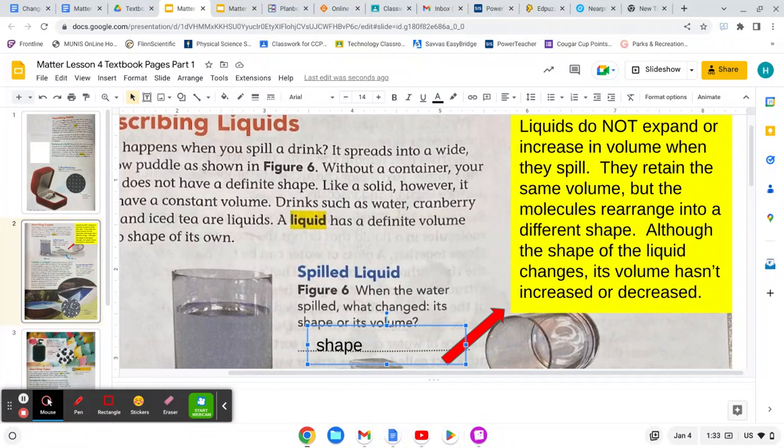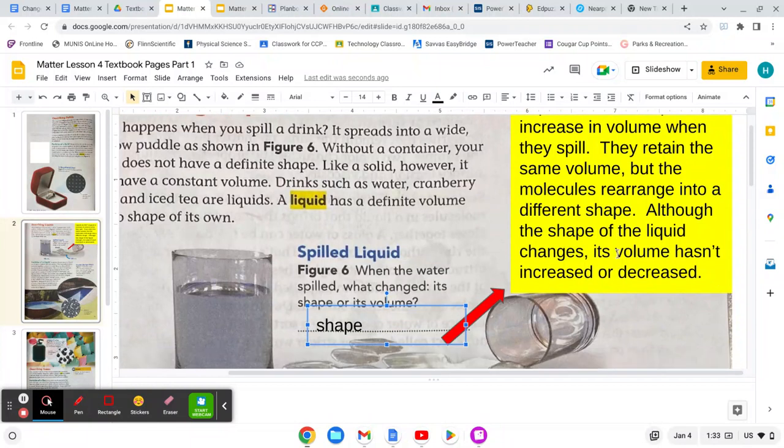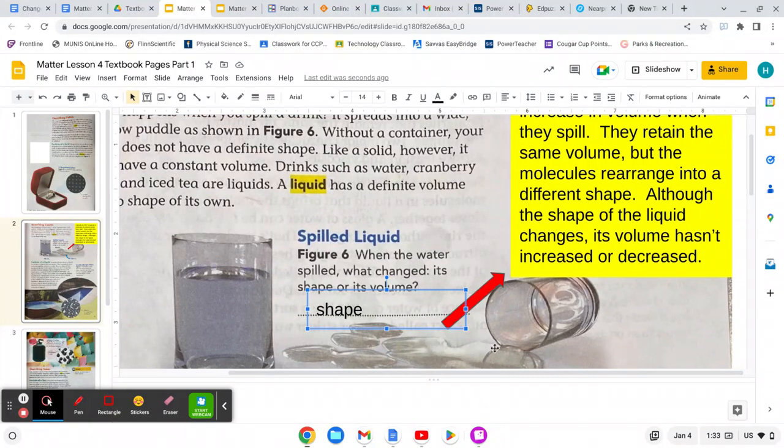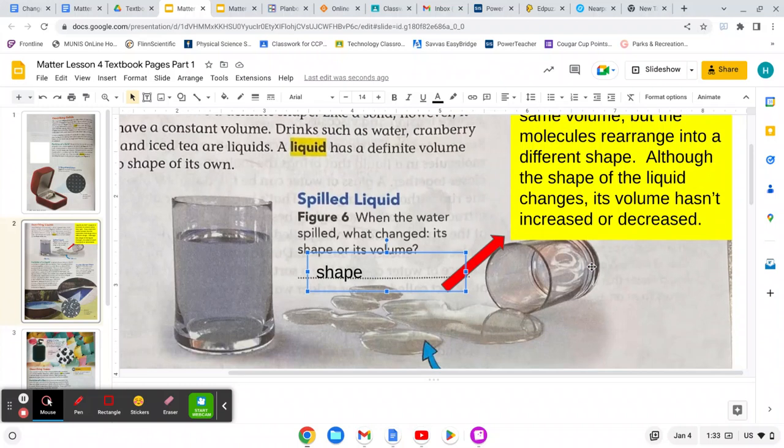They're going to keep the same volume, but the reason they're able to sort of lay flat like this when they're spilled is because the molecules that make up the liquid rearrange into a different shape. Although the shape of the liquid changes, the volume does not. So for example, if you have a cup of water and you pour it into a 4-cup container, it does not magically increase in volume to become 4 cups. 1 cup is always 1 cup, whether you spill it on a table or you've got it in a cup. Volume is always the same.